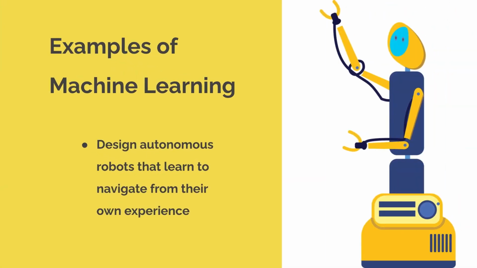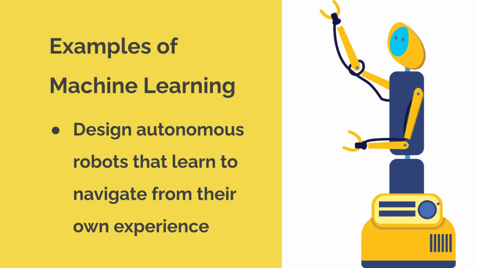Another example is designing autonomous robots that can learn to move based on their own experience. Similar is an autonomous car that can learn to drive by its previous driving experience, and it improves with its experience.